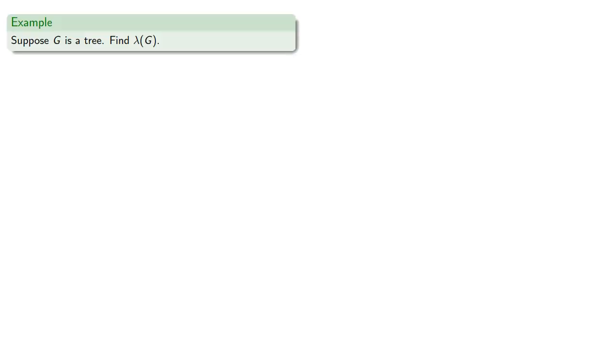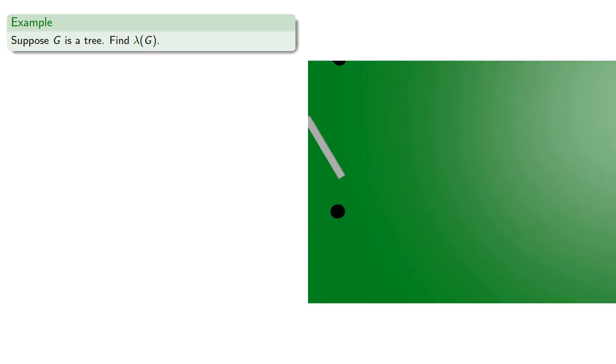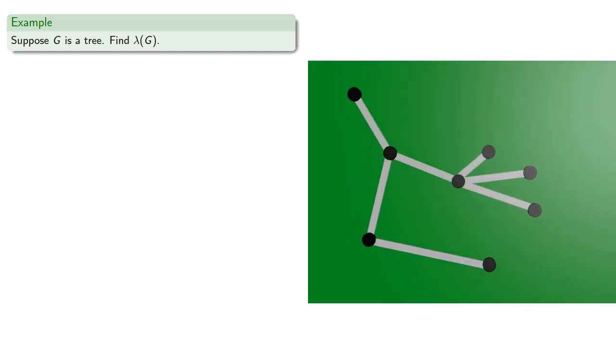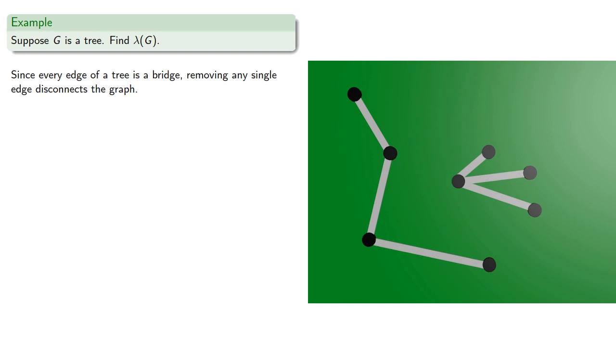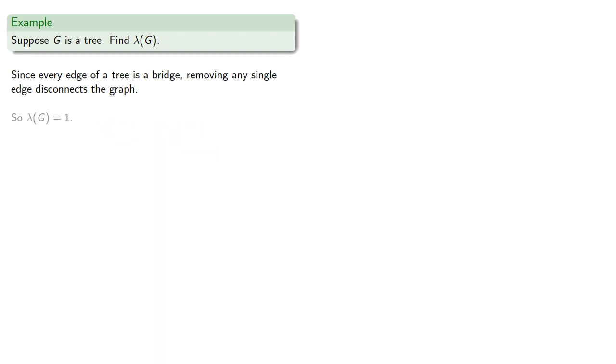For example, suppose our graph is a tree, let's find lambda G. Since every edge of a tree is a bridge, removing any single edge disconnects the graph. So the number of edges we need to remove to disconnect the graph is 1.